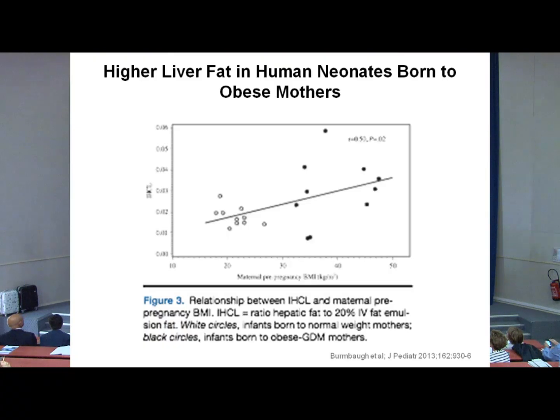This is a study that was just published a few months ago. I'm sorry, the quality of this slide is not very good. But it's a human study in which they measured liver fat in newborns in the first, I think it was in the first week of life. It was just published in the Journal of Pediatrics. On the y-axis here is liver fat fraction by MRI, and on the x-axis is maternal pre-pregnancy BMI.